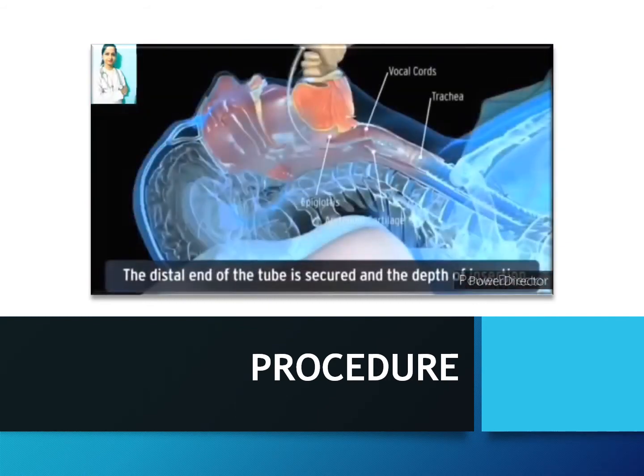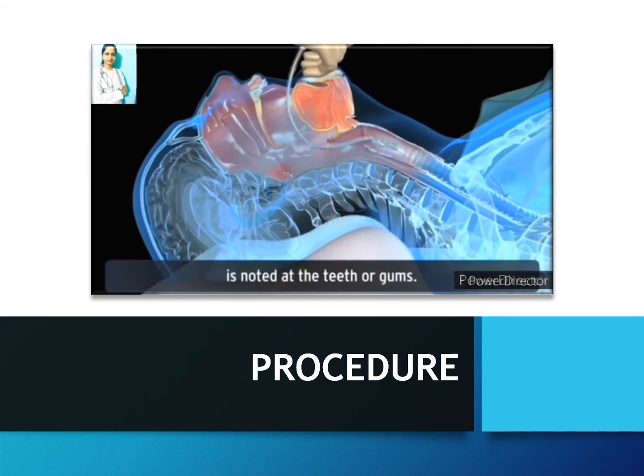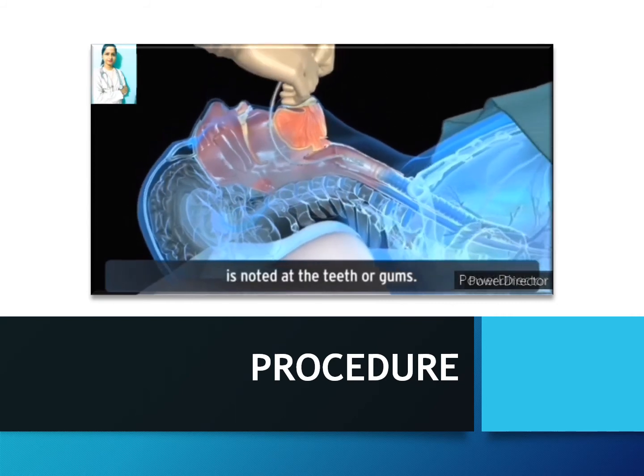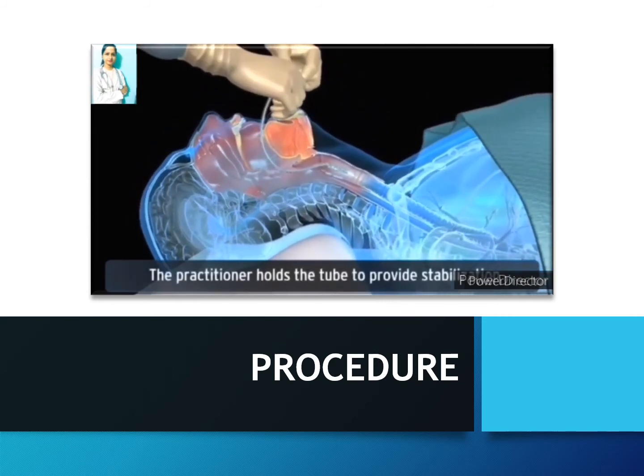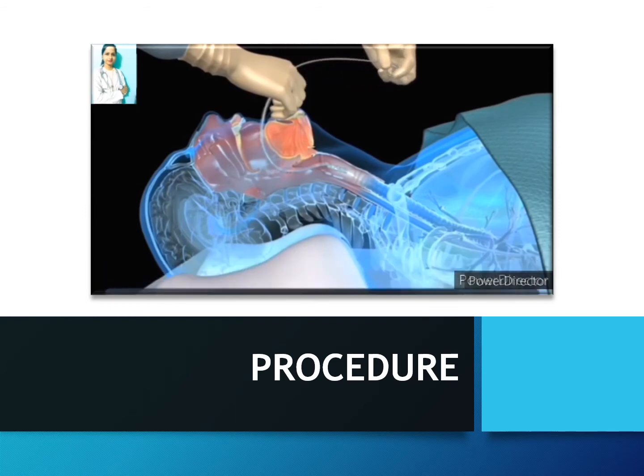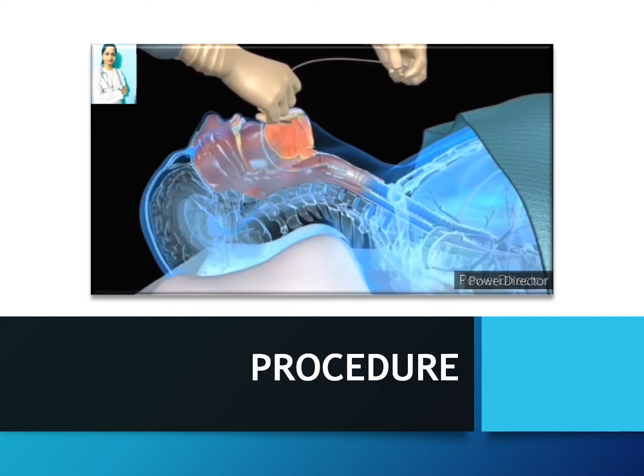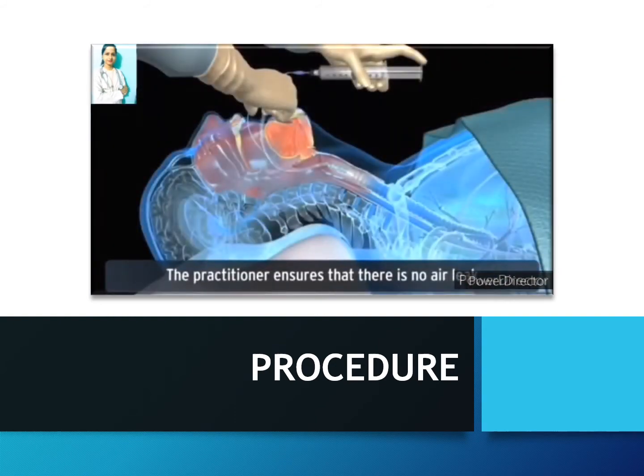The distal end of the tube is secured, and the depth of insertion is noted at the teeth or gums. The practitioner holds the tube to provide stabilization and prevent inadvertent extubation until the tube is secured. The practitioner ensures that there is no air leak and the cuff inflation volume is minimally occlusive.